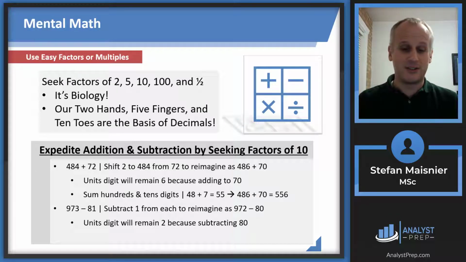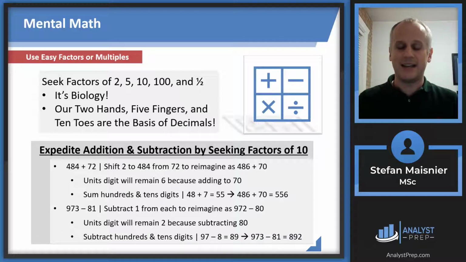And then we just have to do similarly to what we did in the previous example. Subtract the hundreds and tens digits, and so we know that 970 minus 80 is going to be 97 minus 8, or 89, and then we just got to bring the 2 back in as the units digit, so we know that 973 minus 81 is going to be 892.